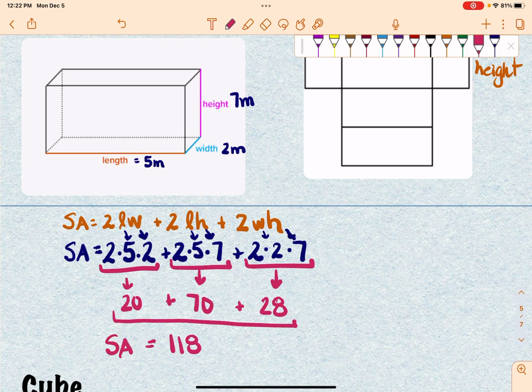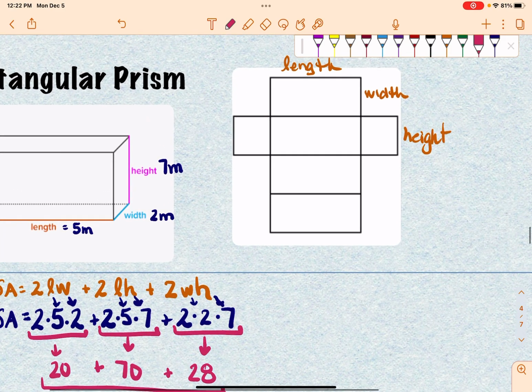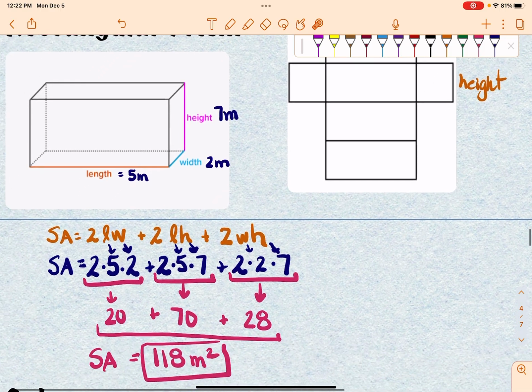Now, remember, just like we were doing area, we have to make sure that we use our units. So if up here these are meters, since it's area, it's going to be meters squared. Okay, so like this picture I have here, if I add up all these sides together, that's really what the surface area is. So we have to follow that formula.